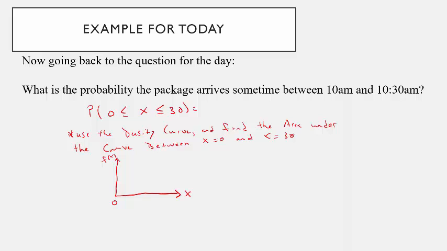So 0, here's 60, 1 over 60. Okay, so here's the thing. I want to be between 0 and 30, 30 is right between it. So I want to find that shaded area right there.